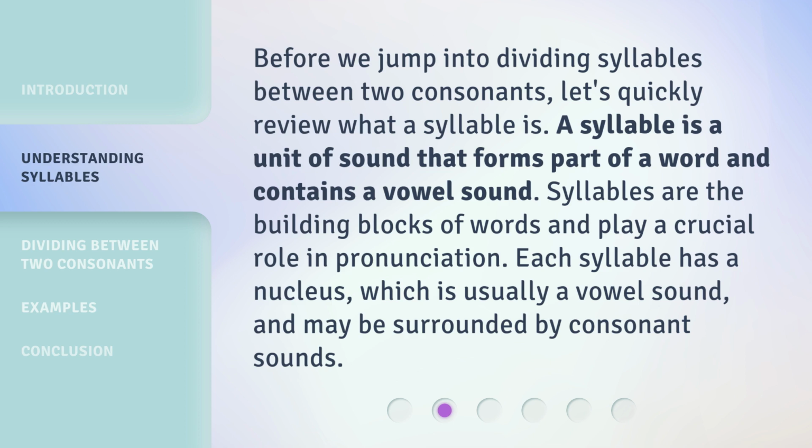Before we jump into dividing syllables between two consonants, let's quickly review what a syllable is. A syllable is a unit of sound that forms part of a word and contains a vowel sound. Syllables are the building blocks of words and play a crucial role in pronunciation. Each syllable has a nucleus, which is usually a vowel sound, and may be surrounded by consonant sounds.